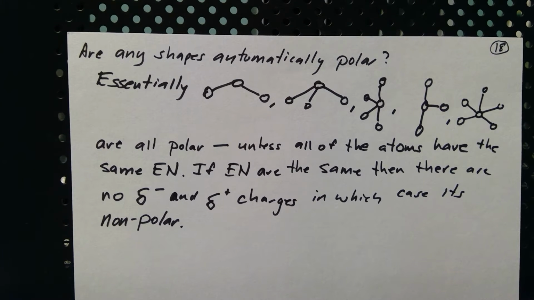Are any shapes automatically polar? Well, essentially, the bent shape, the triangle pyramid shape, the seesaw shape, the T shape, and the square base pyramid shape are all polar unless all the atoms have the same electronegativity.